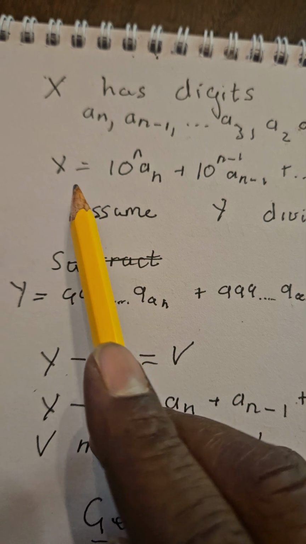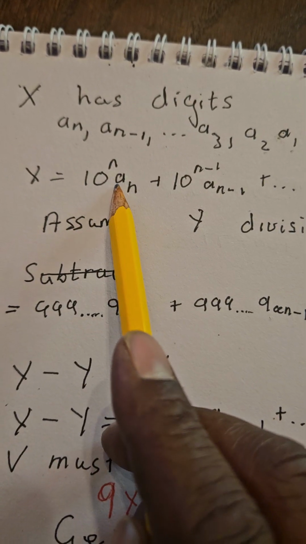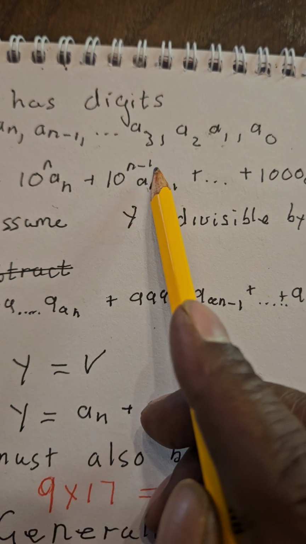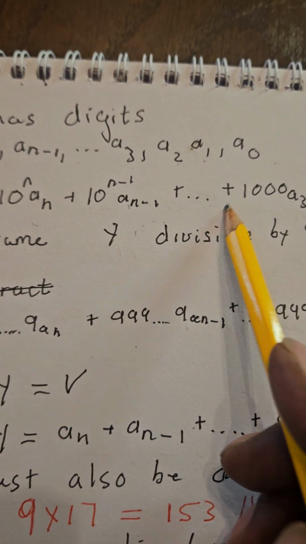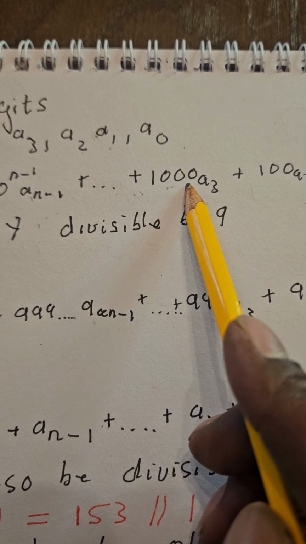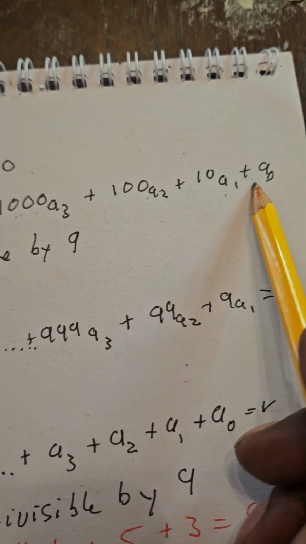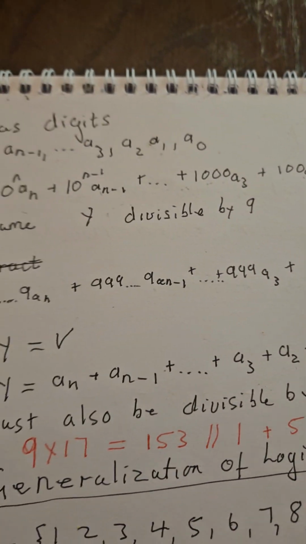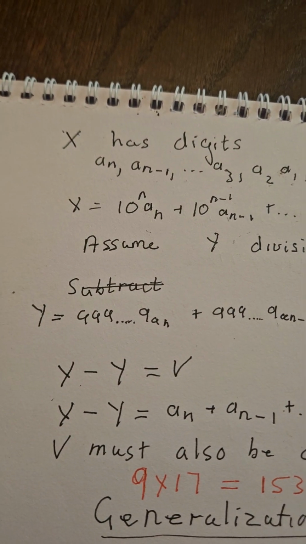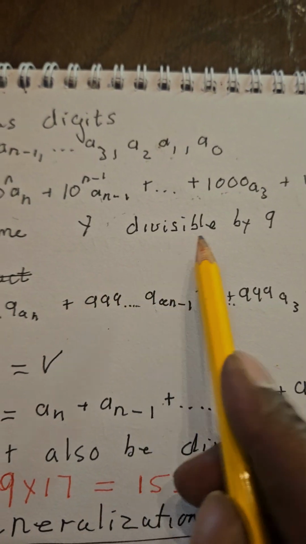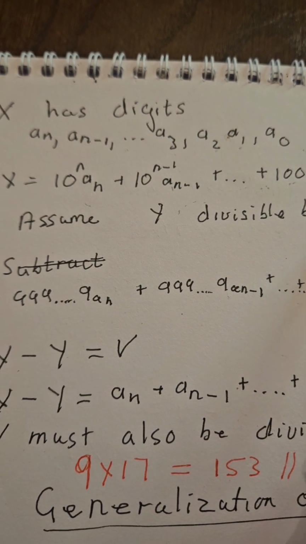Thus, x can be written as 10 to the power of n, an, plus 10 to the power of n minus 1, an minus 1, plus 1000 a3, plus 100 a2, plus 10 a1, plus a0. That is our x. Now, it's any number, any whole number. But now we assume x is divisible by 9, a major assumption.